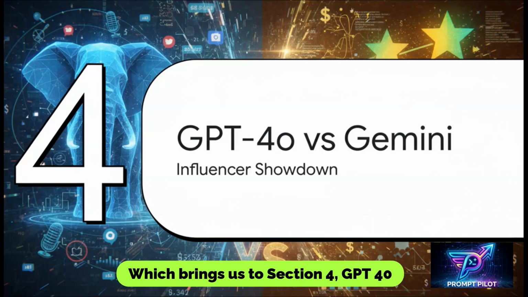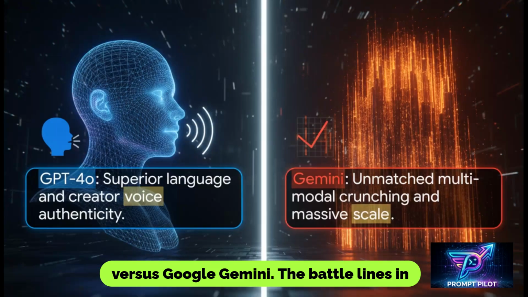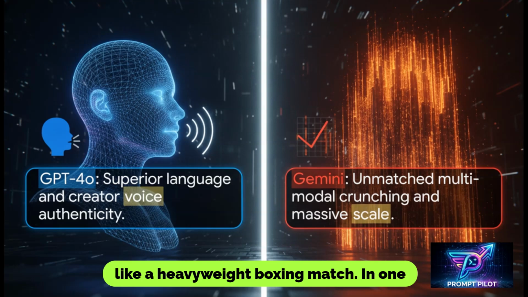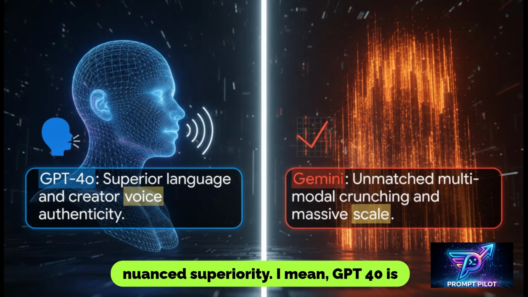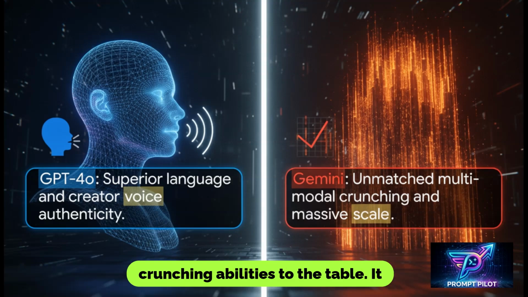Which brings us to Section 4, GPT-4o versus Google Gemini. The battle lines in the influencer marketing ecosystem are incredibly clear right now. Think of it like a heavyweight boxing match. In one corner, you have OpenAI's creative, nuanced superiority. GPT-4o is currently unmatched at capturing an influencer's authentic creator voice and that really natural language. But in the other corner, you've got Google Gemini bringing just unmatched multimodal data crunching abilities to the table.